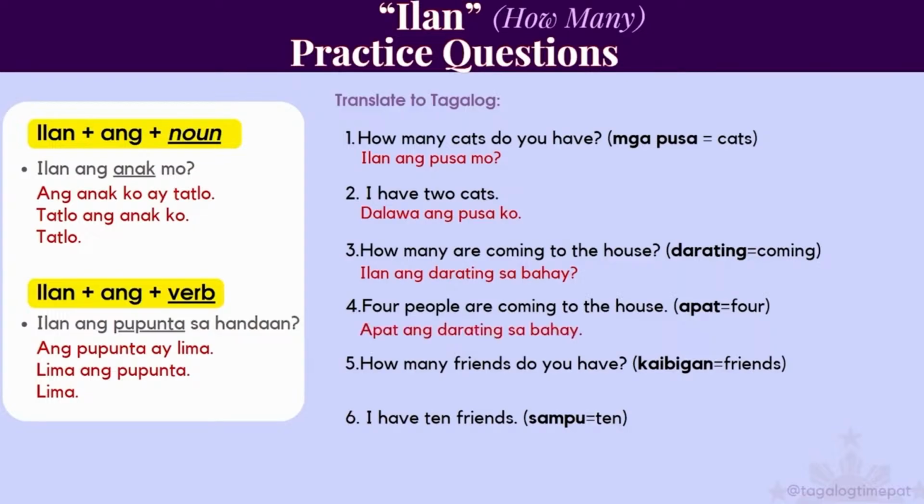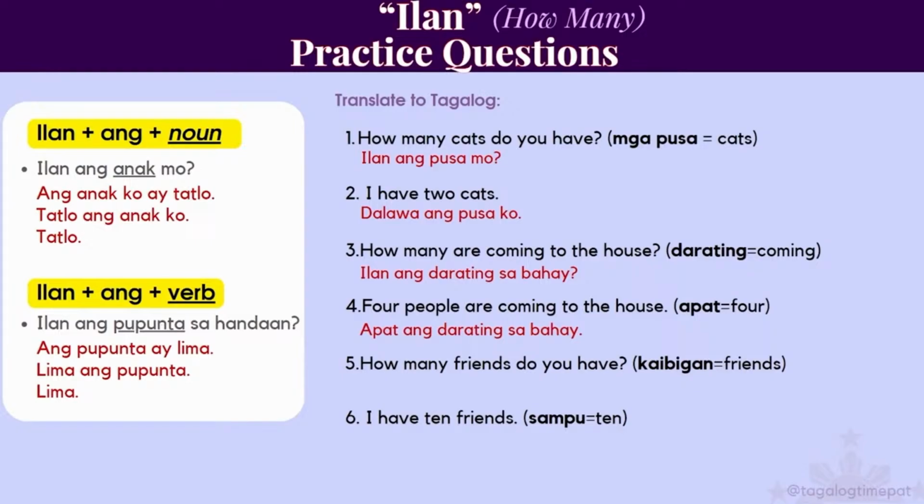Number 4, 4 people are coming to the house. Apat means 4. So 4 people are coming to the house would be apat ang darating sa bahay. Apat ang darating sa bahay. Remember, the short answer would be apat, apat.